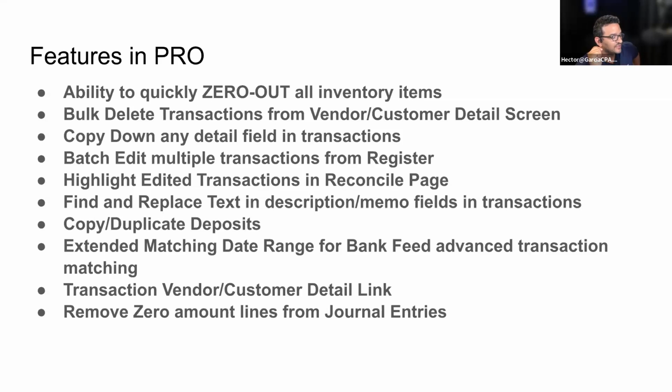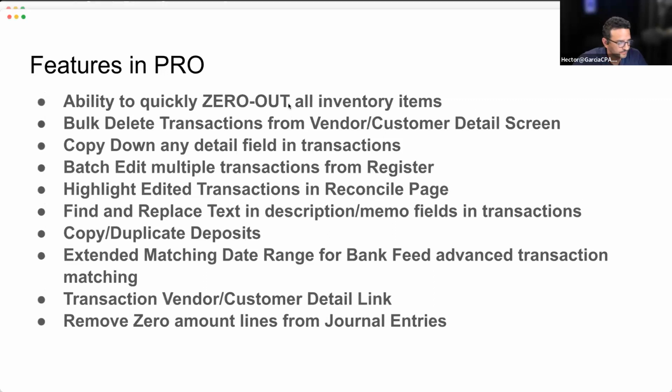Then we have a transaction customer detail link, and I believe this is in the register, correct? We'll go back and check. I think it's inside of most transactions. It's been weird, so yeah, we'll go back and check on that one. And then remove zero amount lines from journal entry. So there's a lot of stuff. The pro features are pretty mind blowing. Okay, so let's go through them.